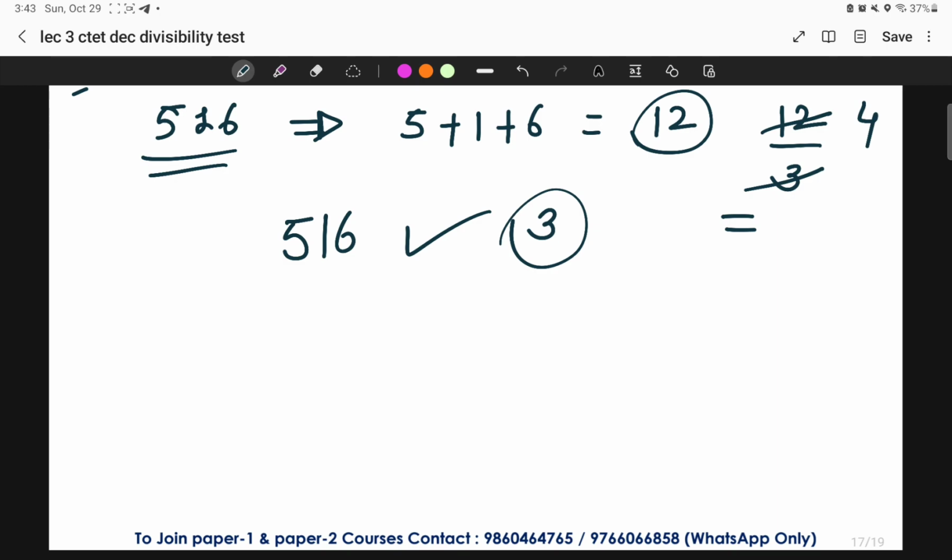Similarly, instead of going for 4, we'll study the divisibility rule of 9, because the divisibility rule of 9 is again the same as that of 3. So let's study the divisibility of 9.